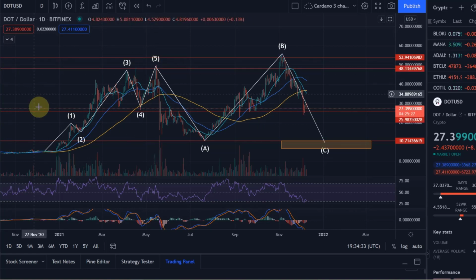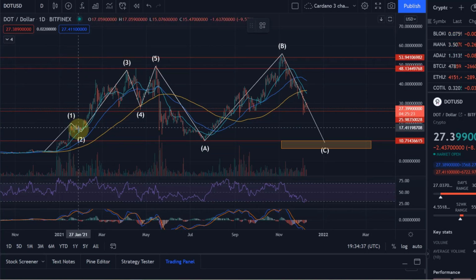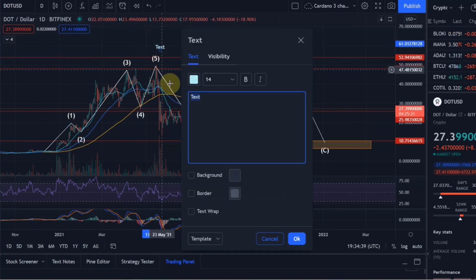At the same time, this end of the wave 5 was also here a larger wave 1. So we could put in a 1 there.